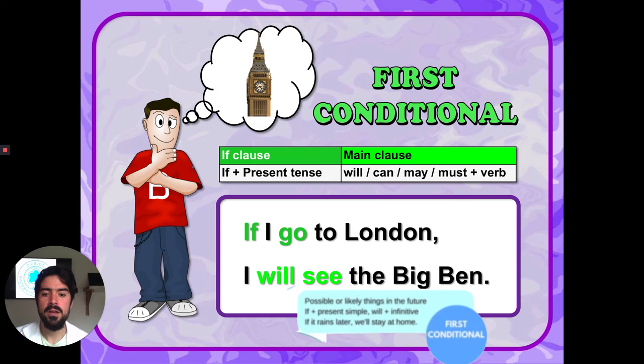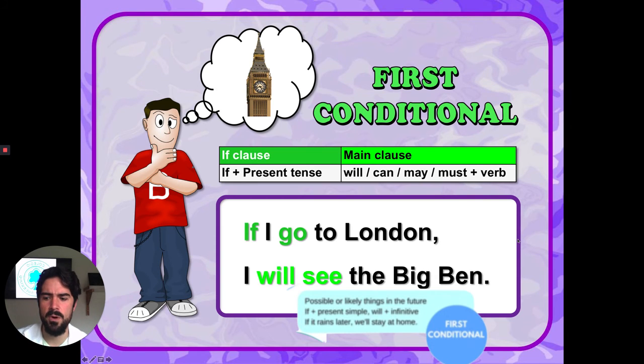Will. So, why do we use the first conditional or what situations use the first conditional? In possible or likely things in the future, okay? So, let's see this example. If I go to London, I will see the Big Ben, okay? So, if I go, present, and will, that is future. I will see the Big Ben.